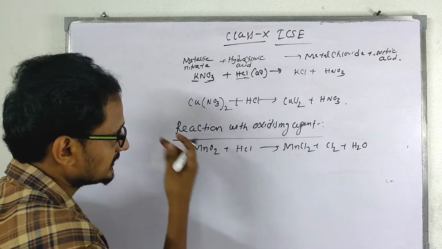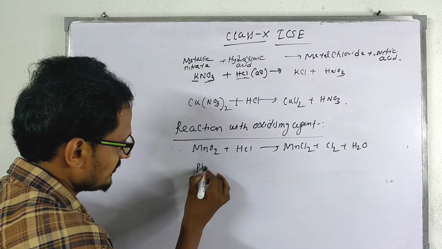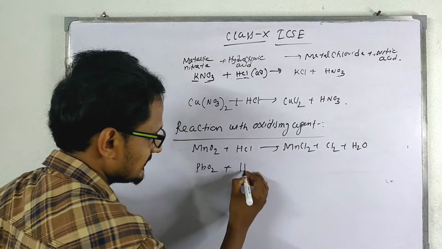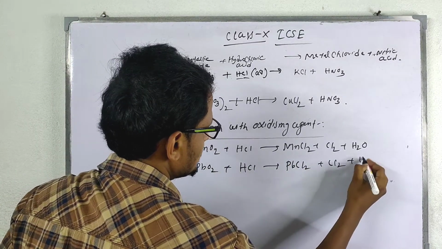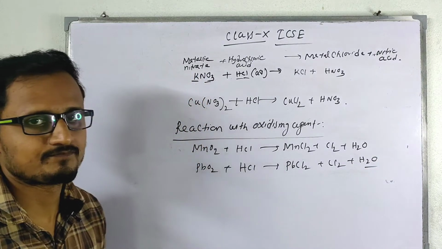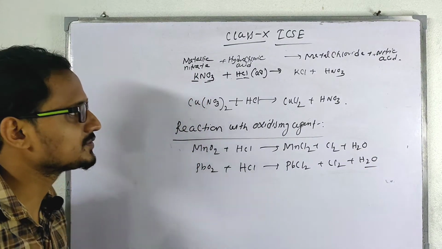And again, lead dioxide, if you want to take PbO2, reacts with HCl to give PbCl2 plus Cl2 plus H2O. This is the reaction. Okay, so copy this one.